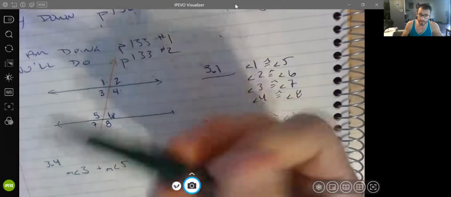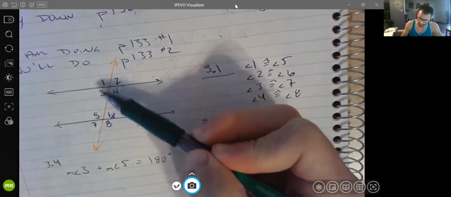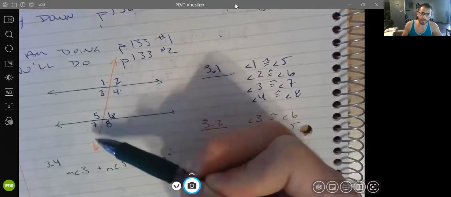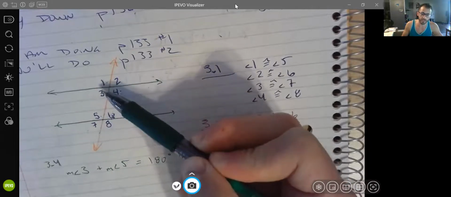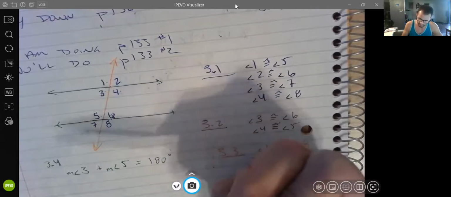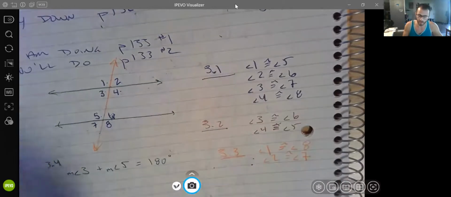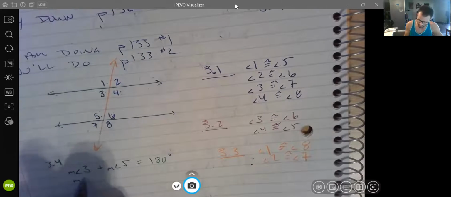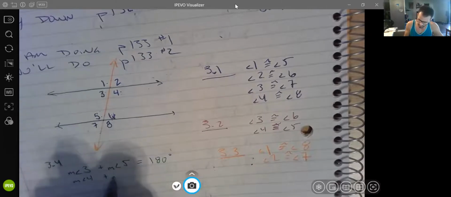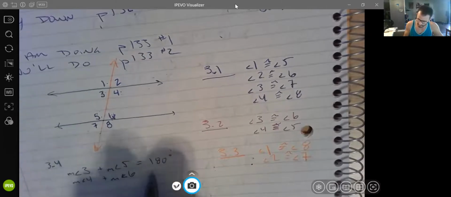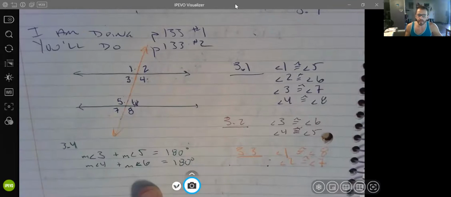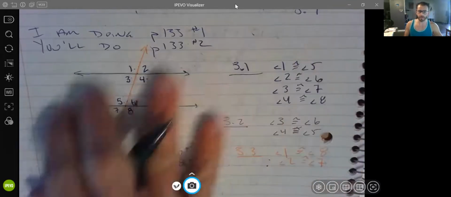Consecutive interior. Here's the consecutive part. If you're just going this way, 3, then 5. 1, 3, 5, 7. But 1 and 7 are exterior. So consecutive interior, 3 plus 5 is 180. And the measure of angles 4 and 6 are equal to 180 degrees as well. Okay, that kind of breaks down all the stuff in the boxes.